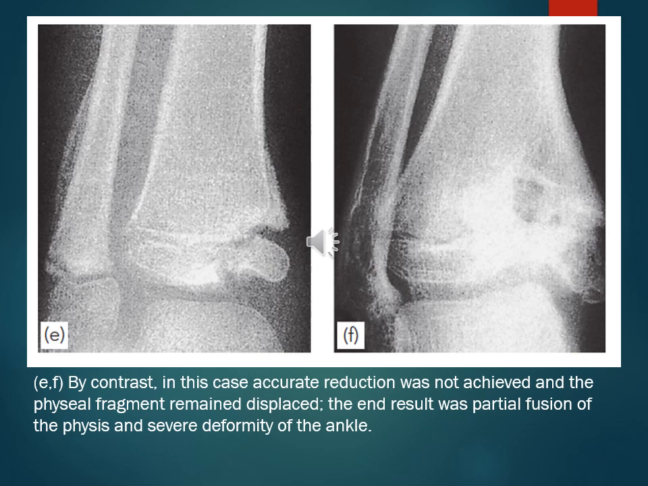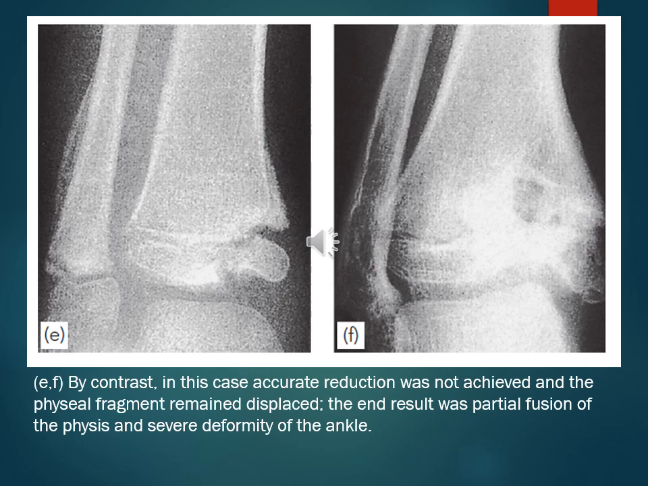This is another injury of the distal tibia. This time it is a type 3 fracture with a step in the articular surface and displacement. This was not fixed and was not reduced, and this has caused a growth arrest of the medial side of the distal tibial growth plate, as you can see on the right hand picture.